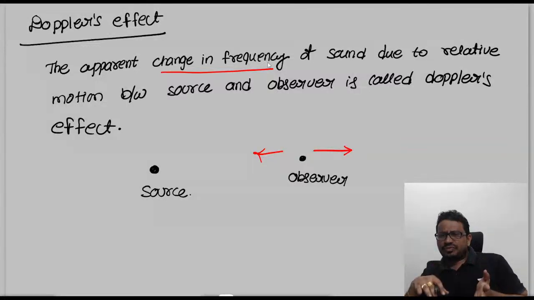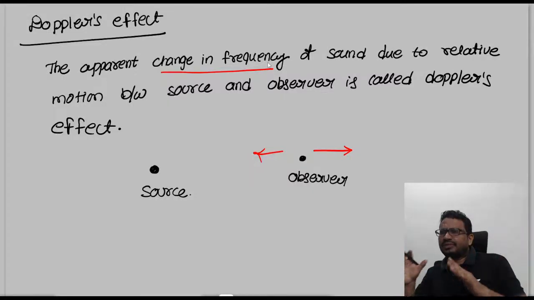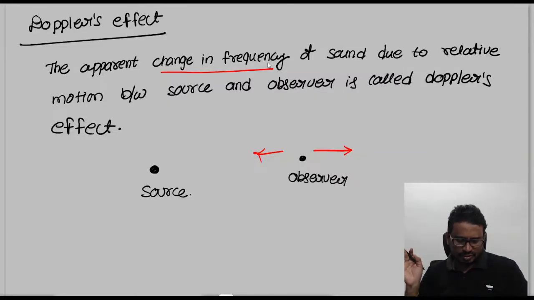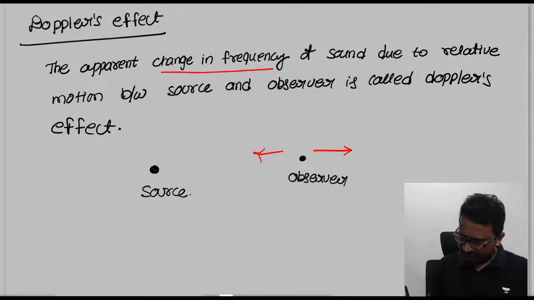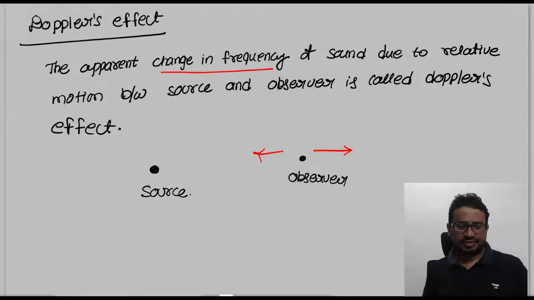If the source is moving or the observer is moving, the frequency heard by the observer may not be the same as the actual frequency. There is some difference. That frequency is called the apparent frequency, and this phenomenon is called the Doppler's effect.